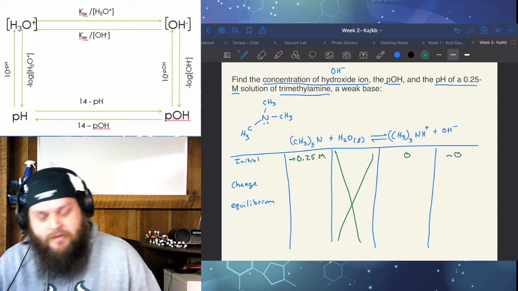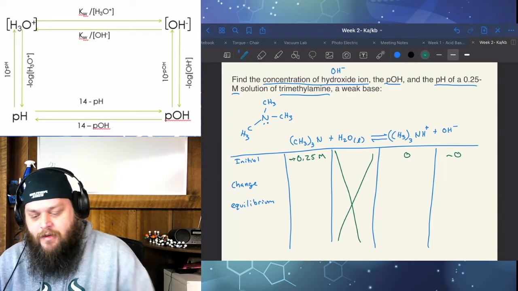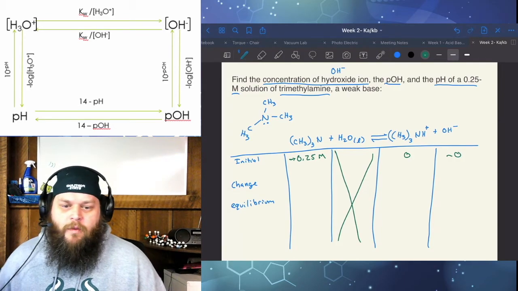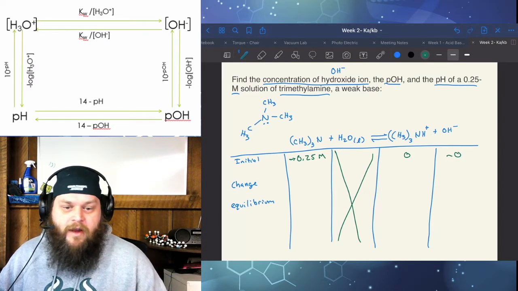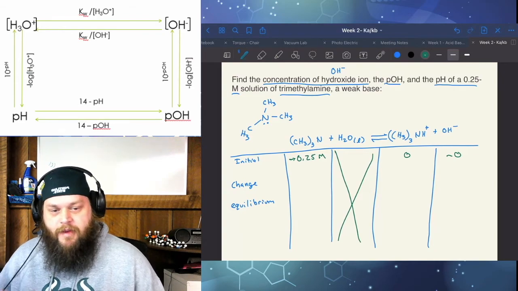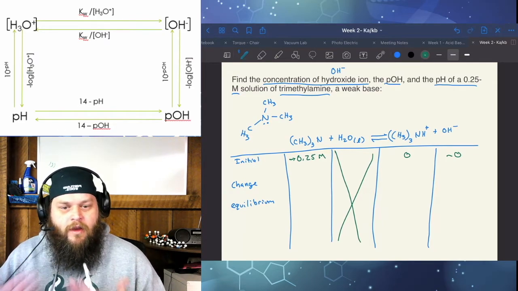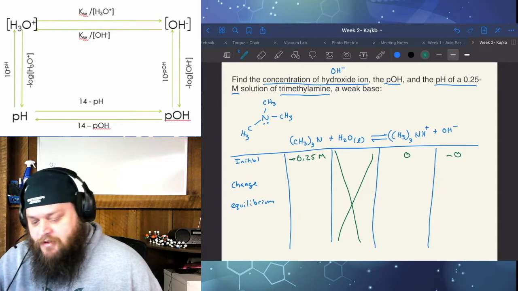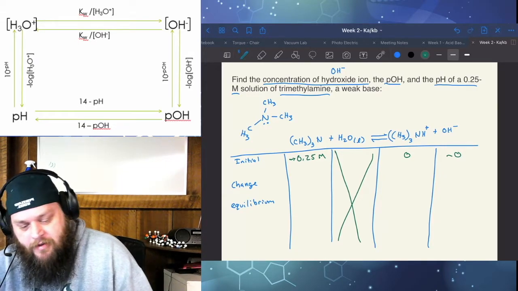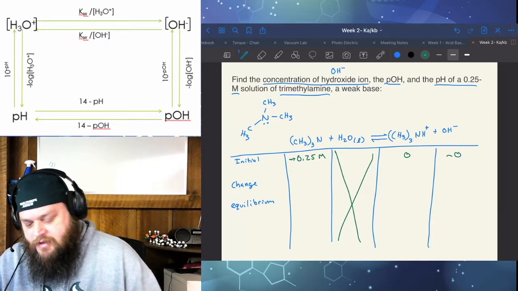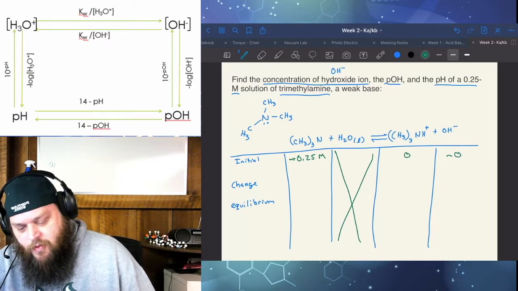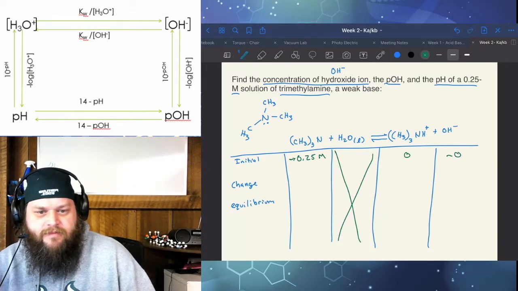If we had a really small concentration of our base initially, it would start to matter. So if we had a concentration of our base of 10 to the negative 7 or so, now we're right on par with that, so it actually starts to matter. But since this is so much bigger than 10 to the negative 7, it doesn't matter. The change. What is the change in this case?